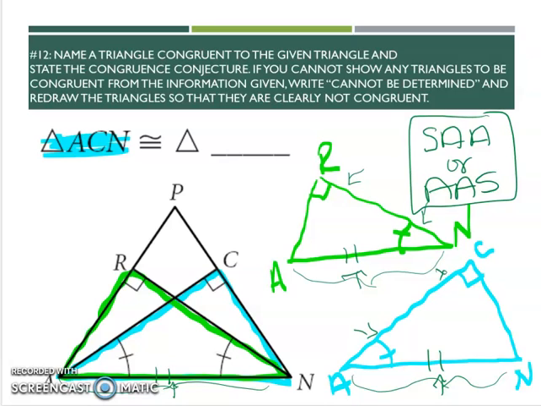So they named their triangle ACN. So they went from A to C. So we have to think about the angle that's congruent to A over here is N, right? And then the angle that's congruent to C is R. And then, of course, the last letter is going to be A in this green triangle.